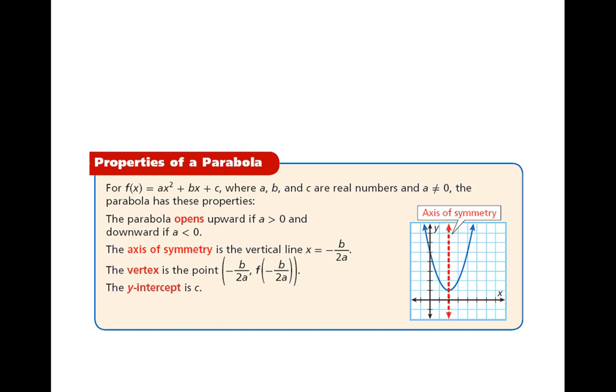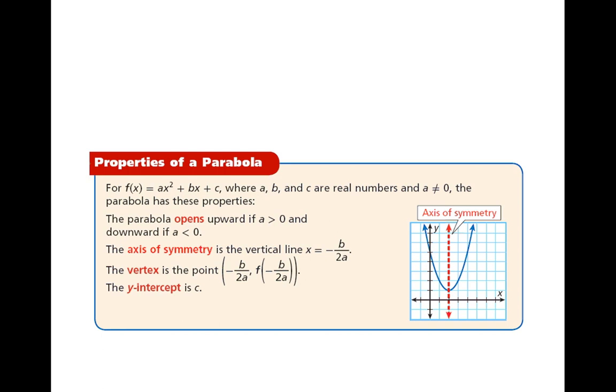I hope you're not feeling like this right now, a little bit confused, overwhelmed. Stick with it for just a second. Let's simplify that a little bit. So the properties of a parabola. For f of x equal to ax squared plus bx plus c, where a, b, and c are real numbers and a does not equal 0, the parabola has these properties.